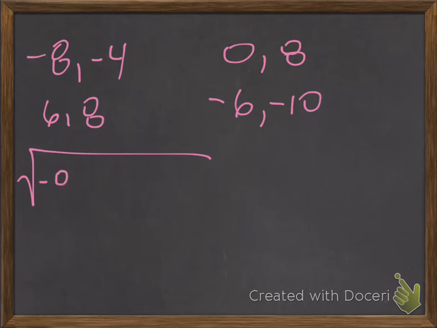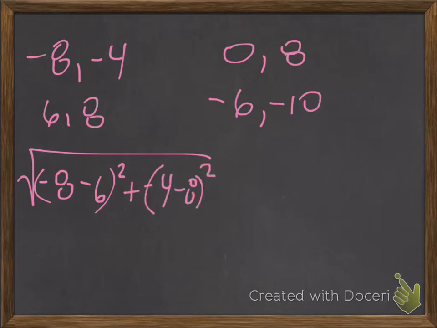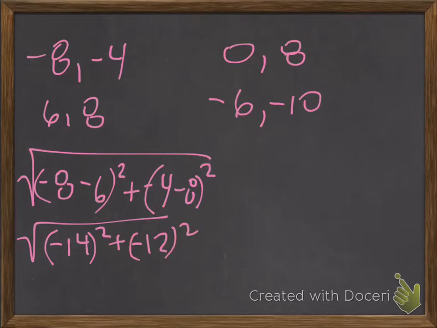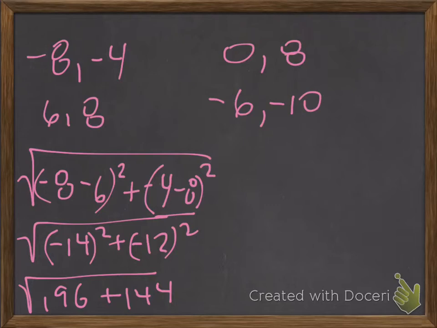So negative 8 minus 6 squared plus negative 4 minus 8 squared. We get negative 14 squared plus negative 12 squared. That gives us 196 plus 144, which is the square root of 340.